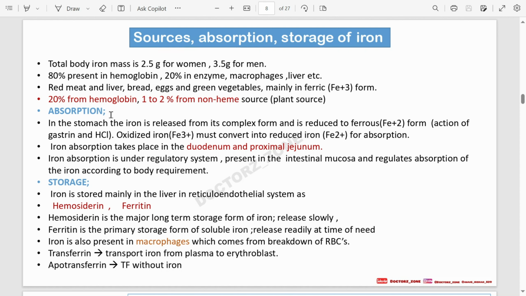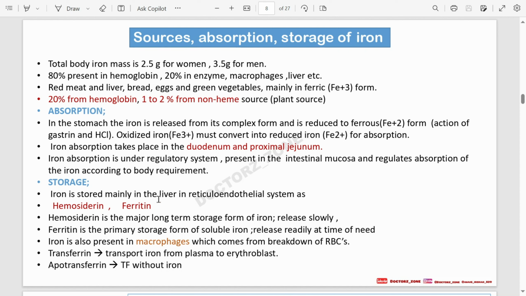Then is the absorption. Iron is released from its complex, and it is first reduced to the ferrous form by the action of gastrin and HCl. Oxidized form must be converted into reduced form for its absorption. Iron absorption usually takes place in the duodenum and in the jejunum, and its absorption is totally under the regulatory control.